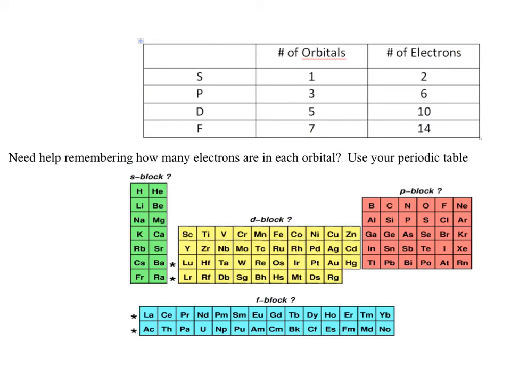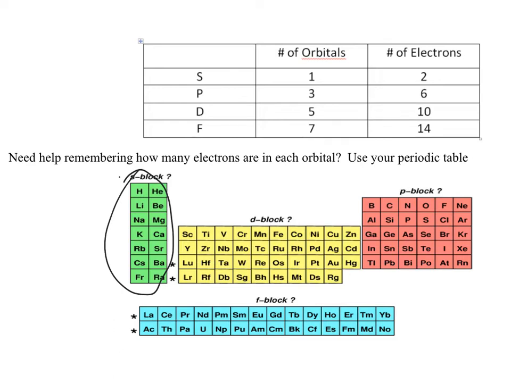If you do need a little bit more guidance on how we remember how many electrons are in each orbital, we can break the periodic table down into something called blocks. So we have an s block, a p block, a d block, and the f block. The s block is the first 2 columns of your periodic table, group 1 and group 2, with the exception of helium. It kind of moves over to join the hydrogen side. That's the s block.